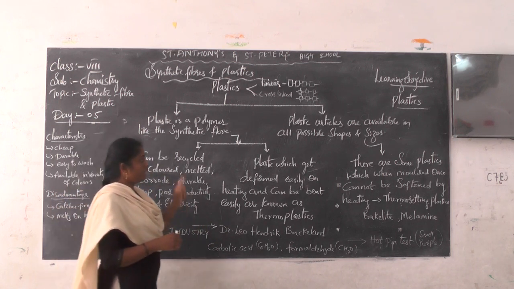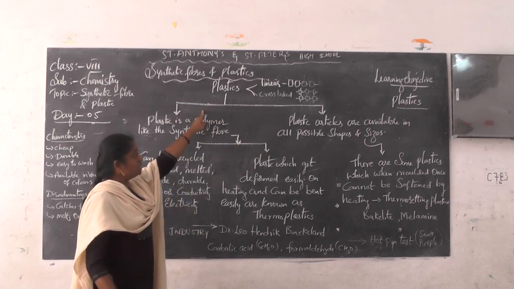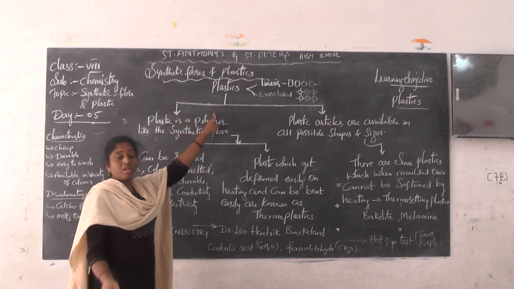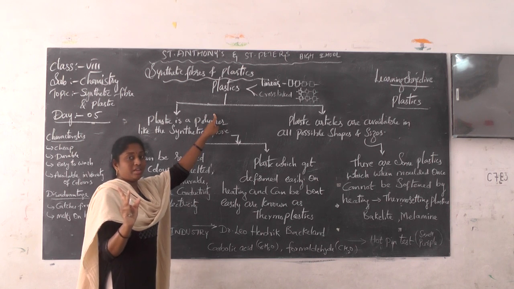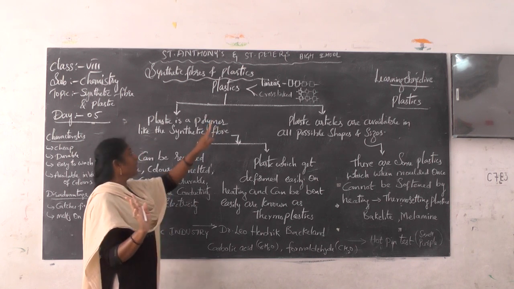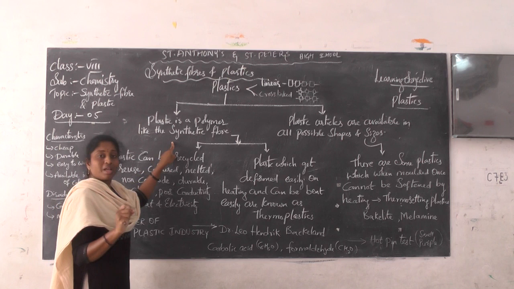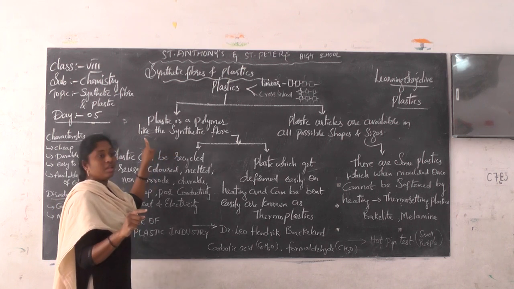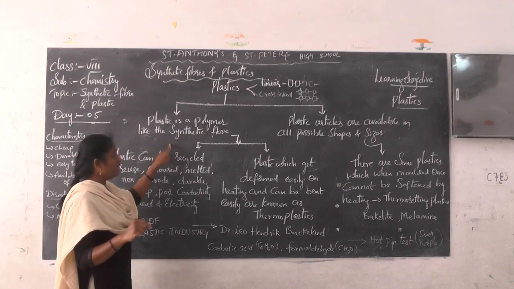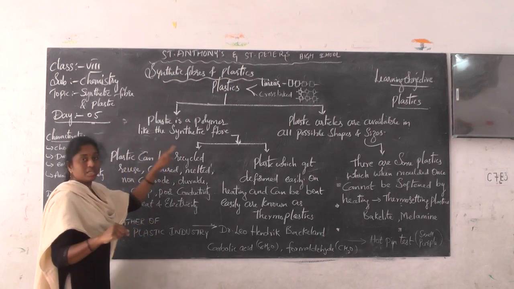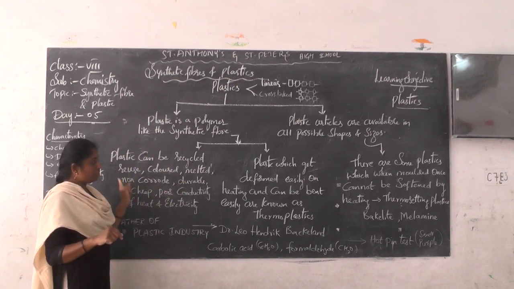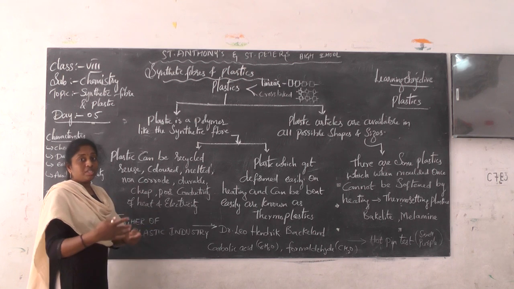Now we talk about the next thing. We have completed the different types of arrangement, that is the linear arrangement and the cross-link arrangement. And next we studied what plastic is. Plastic is a polymer, like a synthetic fiber, and we studied how plastic is used in our daily life. These are all the ways we use it in our daily life.